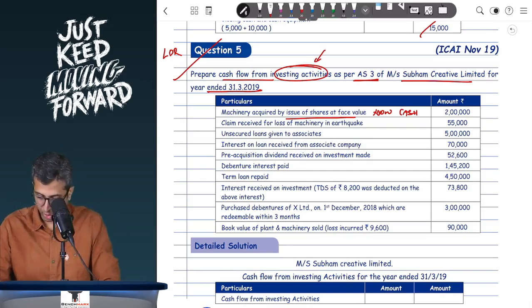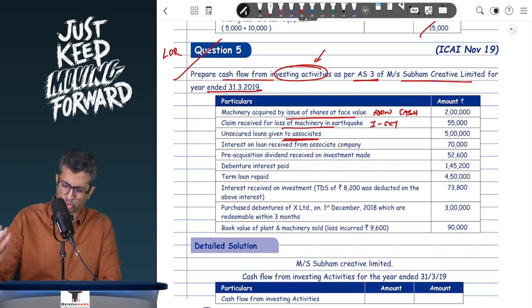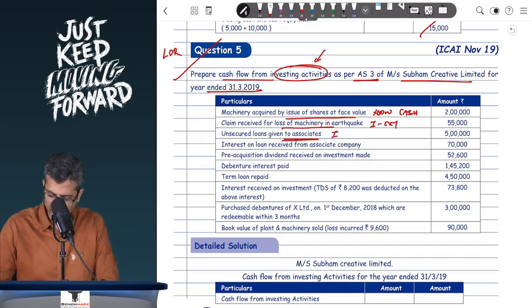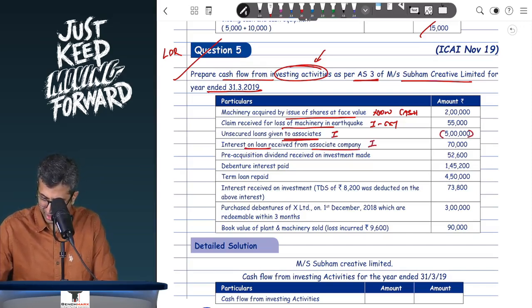Claim receipt for loss of machinery by earthquake. This is investing, but an extraordinary item. Unsecured loans given to associate, no matter to whom it is given, it is a loan given. Investing, cash inflow. Interest on loan receipt from associate company, again investing, cash inflow. This 5 lakhs will be cash outflow. 70,000 will be cash inflow, non-cash in nature.